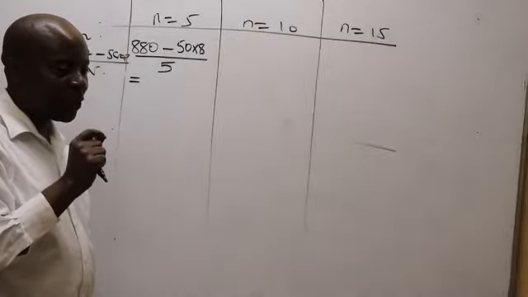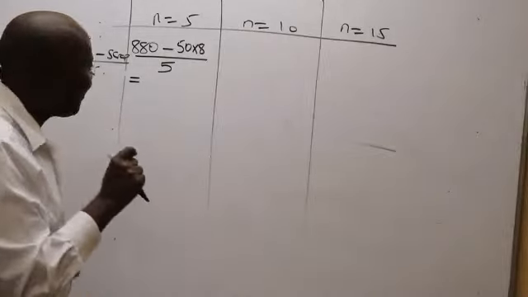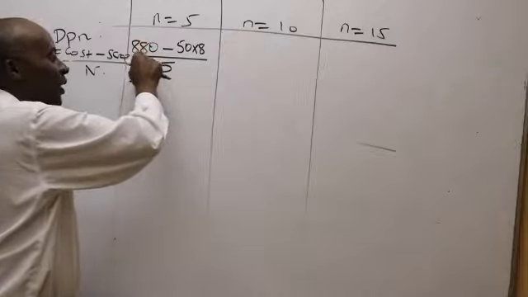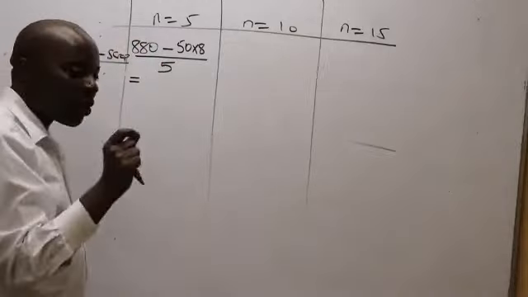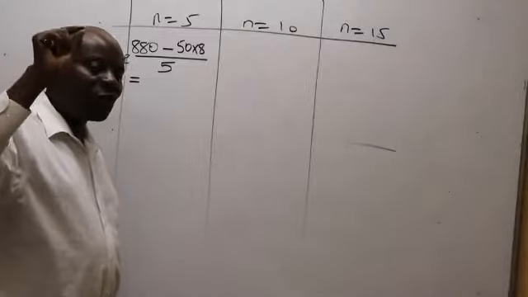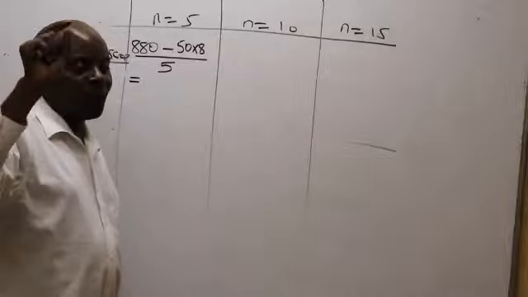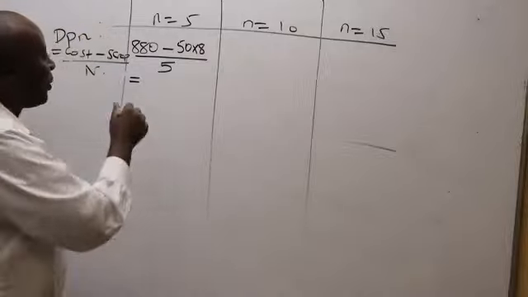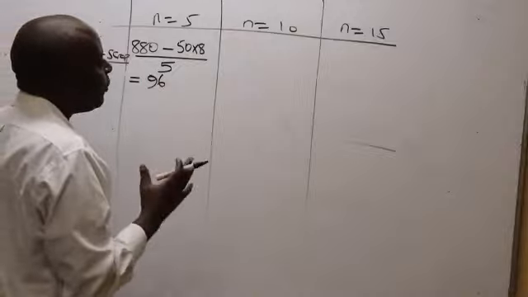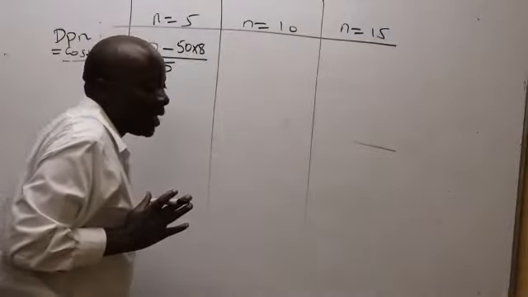Somebody tells me 96. And remember, so many students were leaving this 80 out. They forgot that installation cost must always be capitalized and used for the purpose of computing depreciation. So somebody is telling me 96 here. Thank you so much. What if we push this useful life to 10 years?